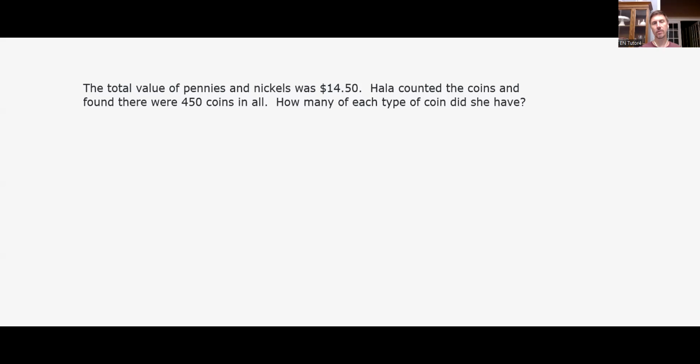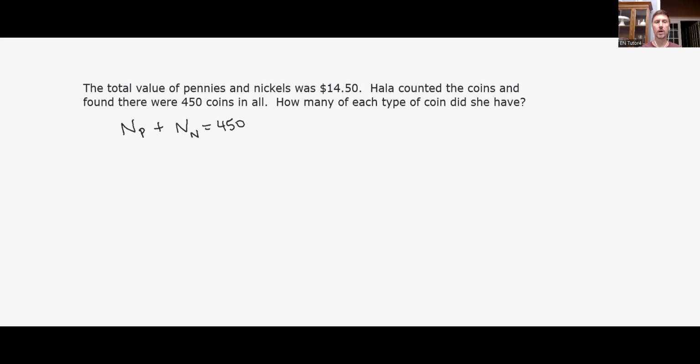And so what we need to understand from this problem is that our variables need to represent the number of each type of coin. So what types of coins do we have? We have pennies and we have nickels. So we have some number of pennies that we don't know, and we have some number of nickels that we don't know. But what we do know is that when you add that total number together, you're going to get 450. That's what the problem says. So NP plus NN equals 450.